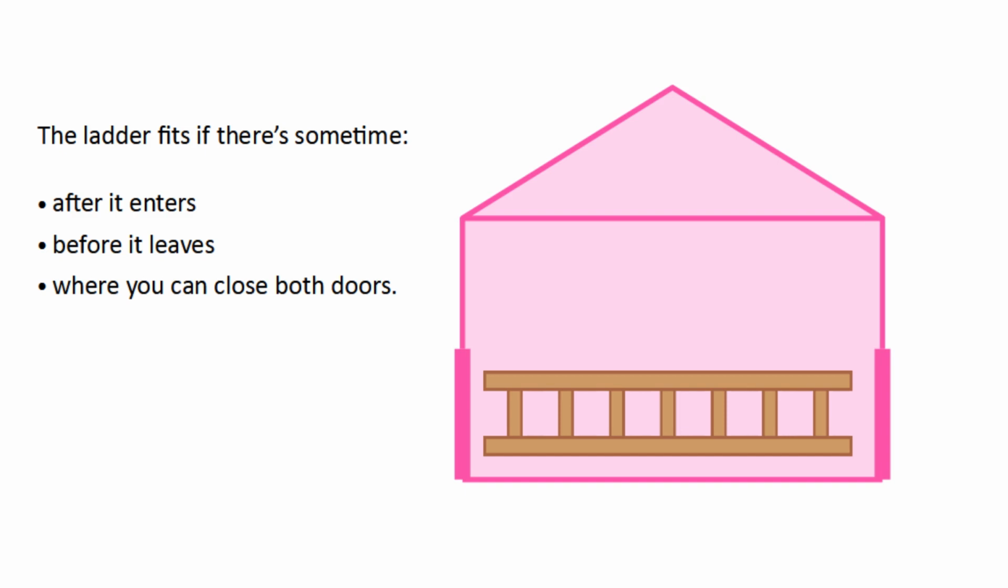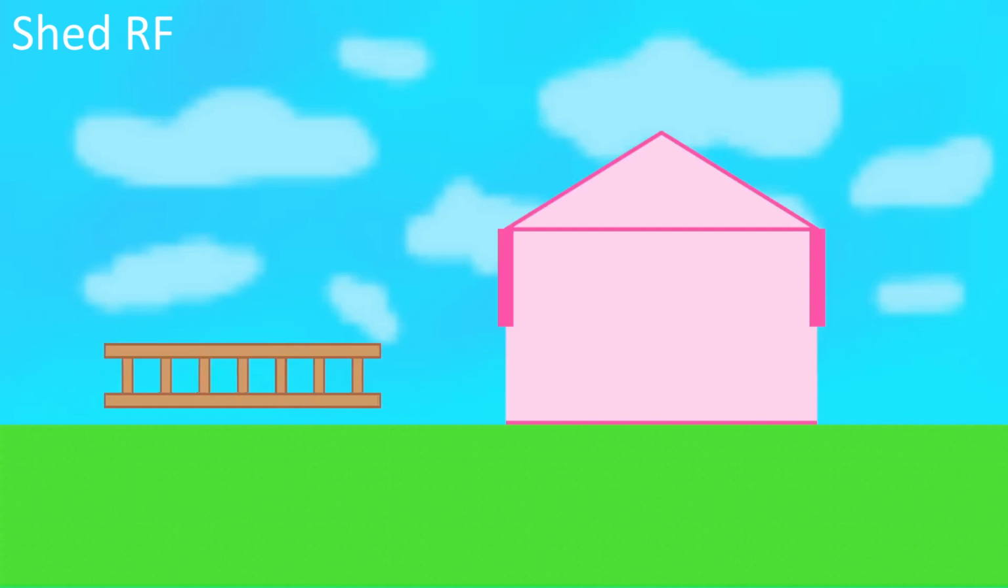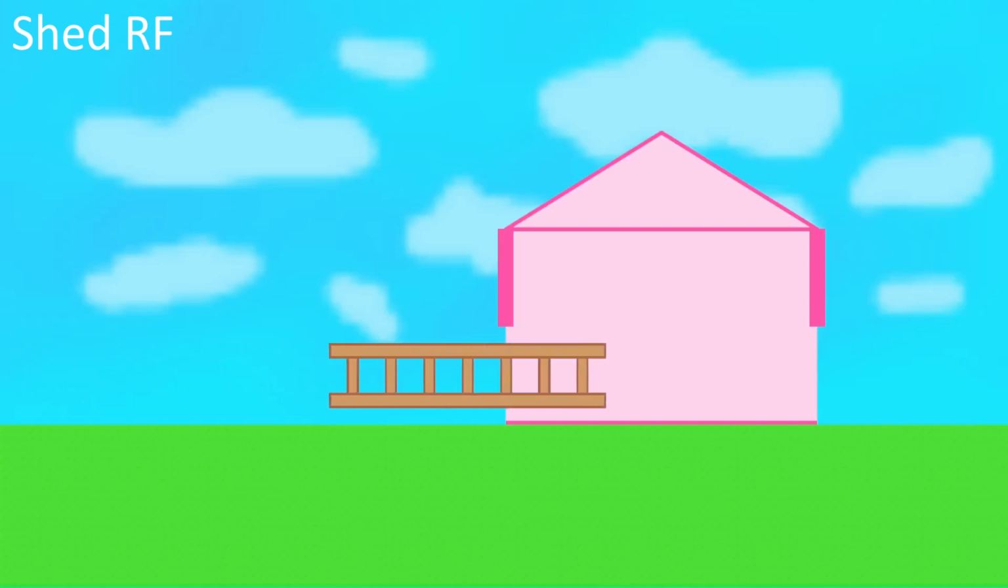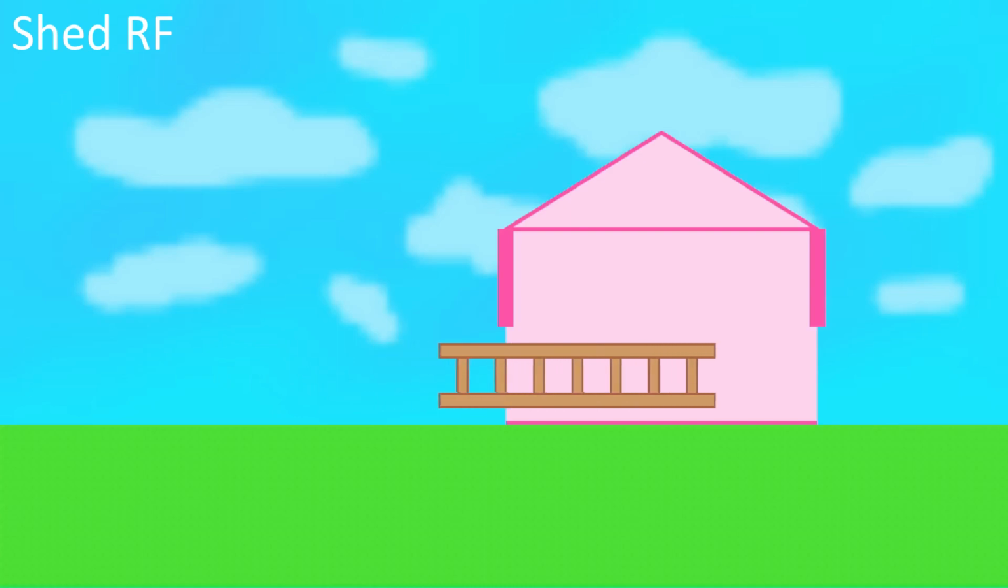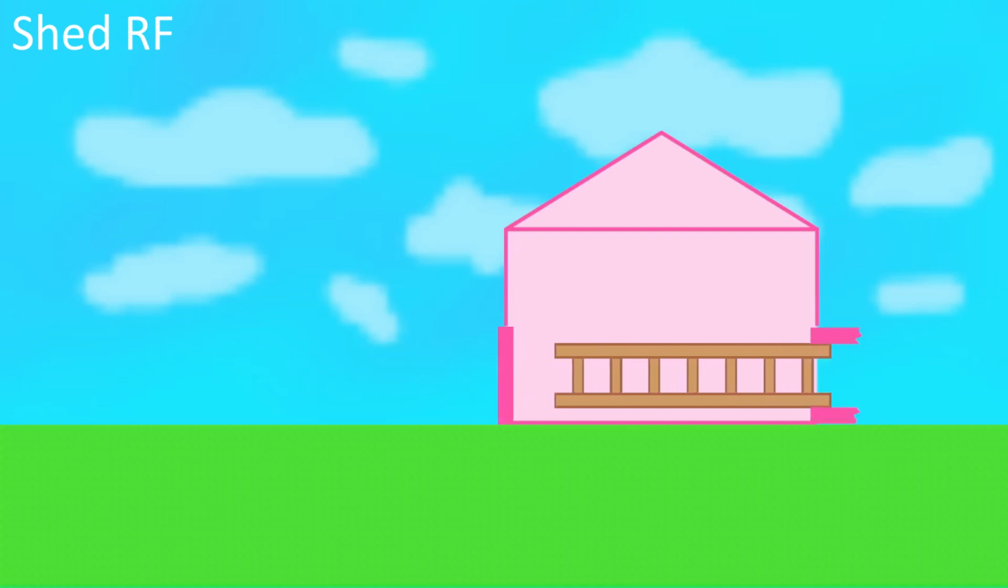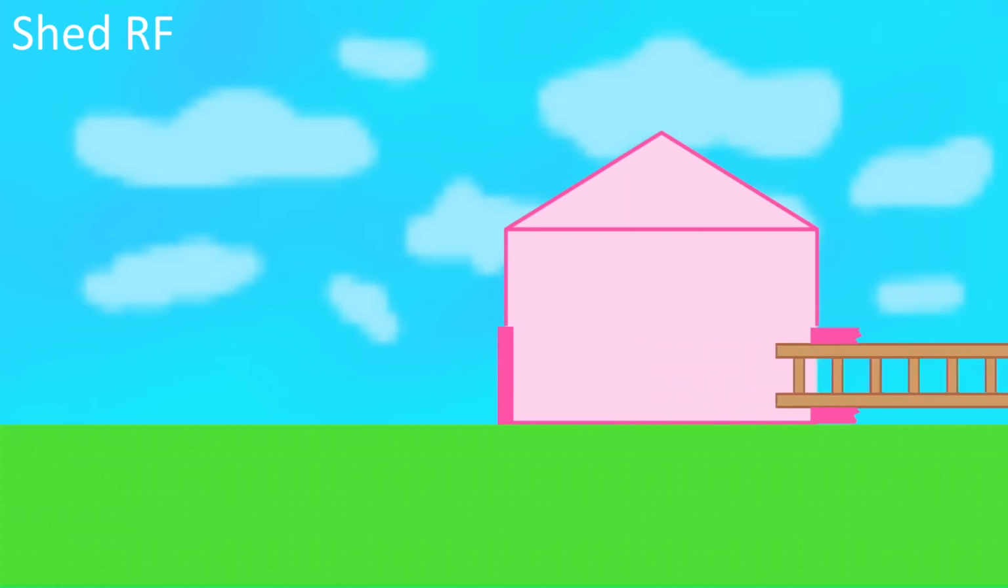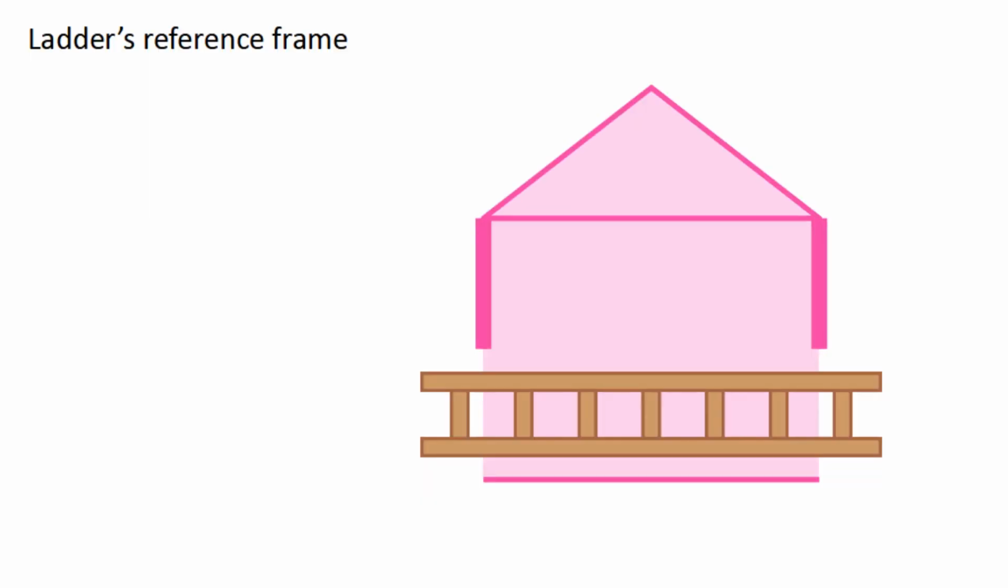Now, why is this an issue? Well, what if we were to trap the ladder inside while it's moving? We know it fits in the shed's reference frame, which means we can close both doors. The ladder will inevitably crash through door 2 on its way out, but the important thing is that we were able to close both doors in the first place. The event of the doors closing still has to happen in all reference frames, including the ladder's, in which case it seems like they would have to phase through solid matter.